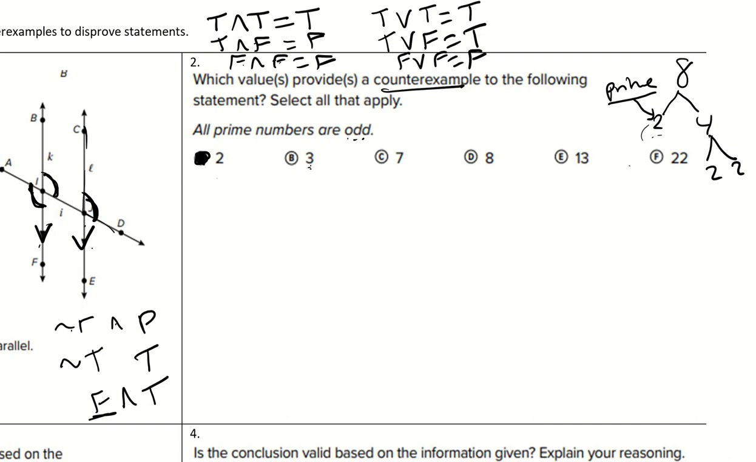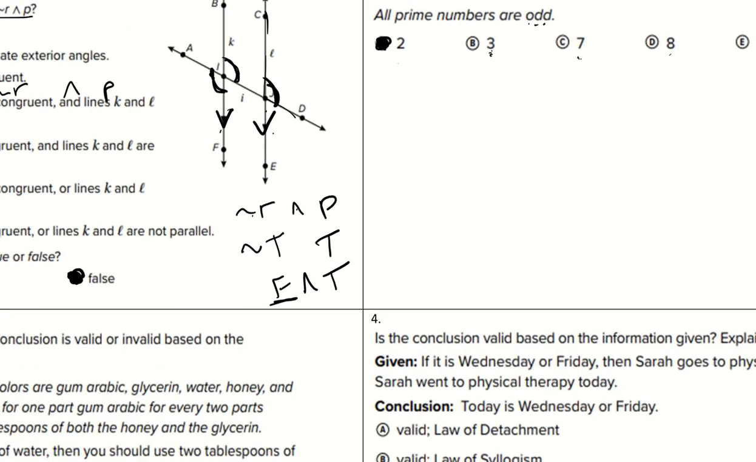3 is prime, but it's an odd number, so it doesn't serve as a counterexample. 7 is a prime number, but it's odd. 8 is a composite number, as demonstrated here. 13 is prime, but it's odd. 22 is composite. So the only counterexample is 2.